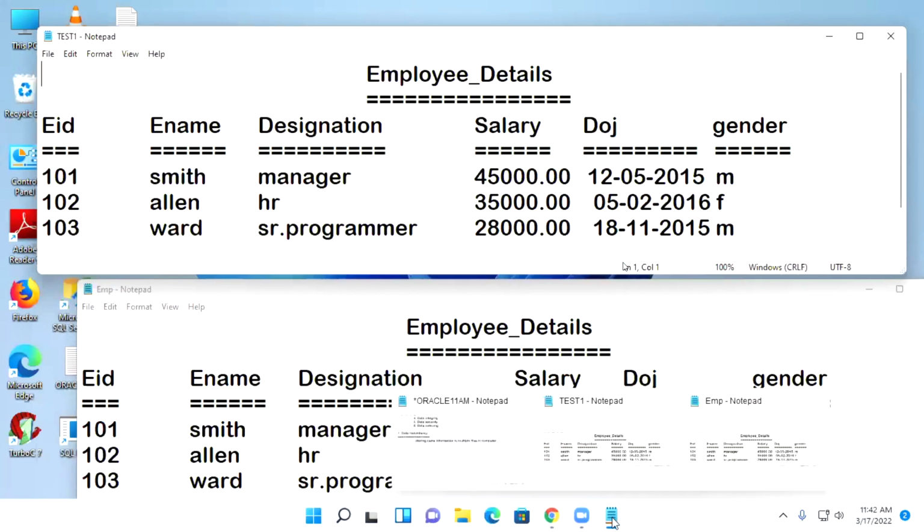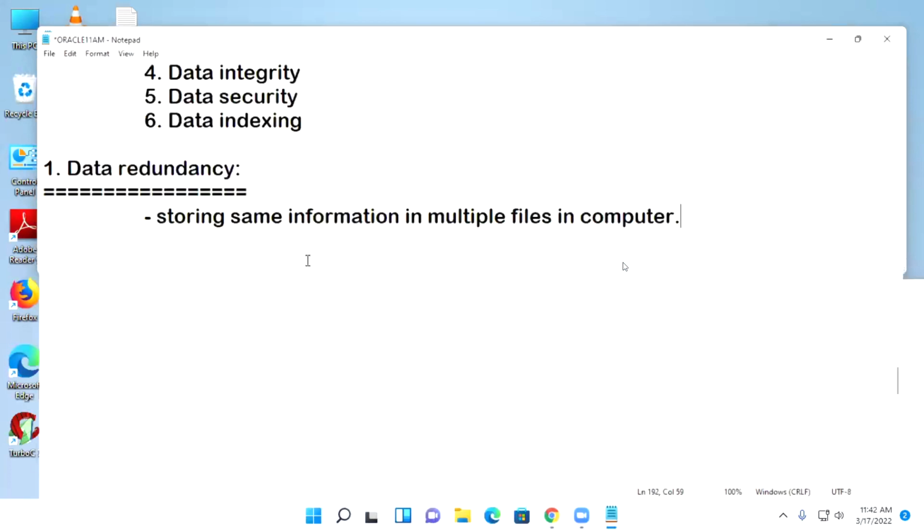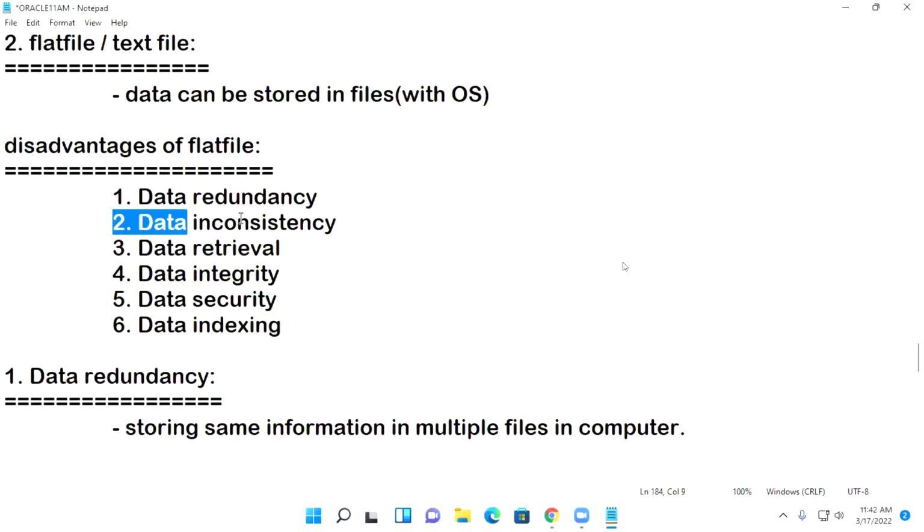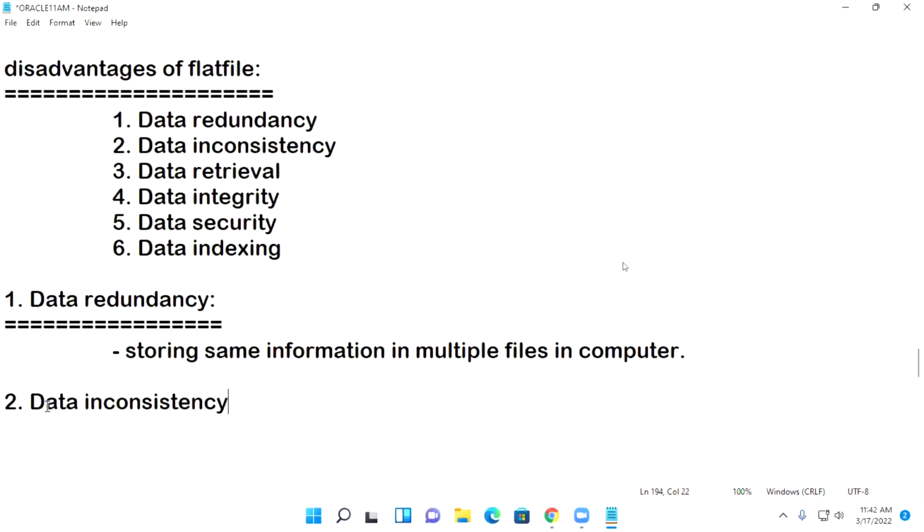And now the next problem. What is the next problem? Data inconsistency. The second problem is data inconsistency. So what does data inconsistency mean, sir? Exactly. It means that when we change any information in file 1, the same corresponding information that was there in file number 2 is never affected.